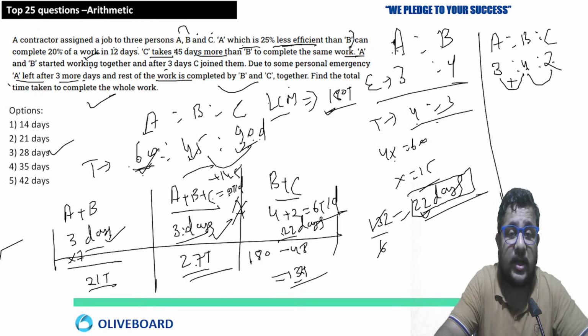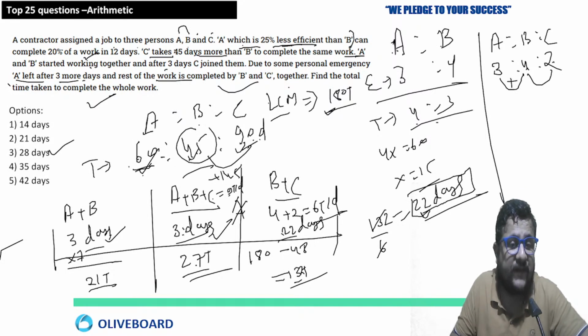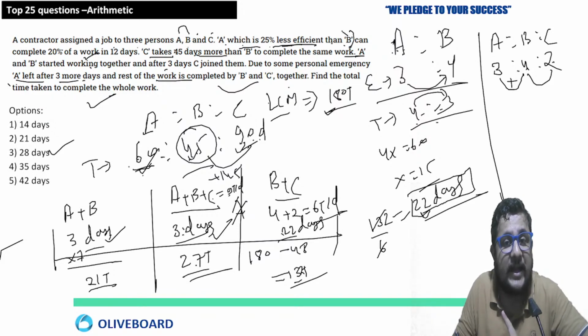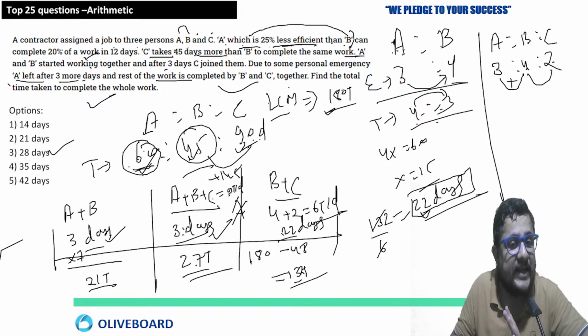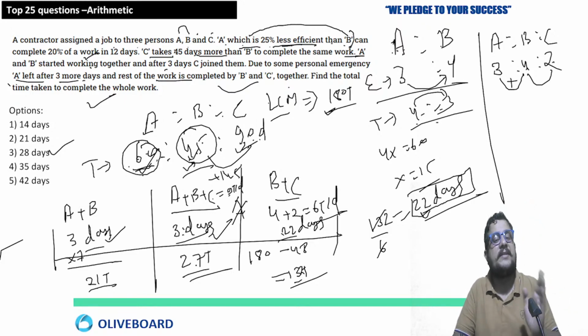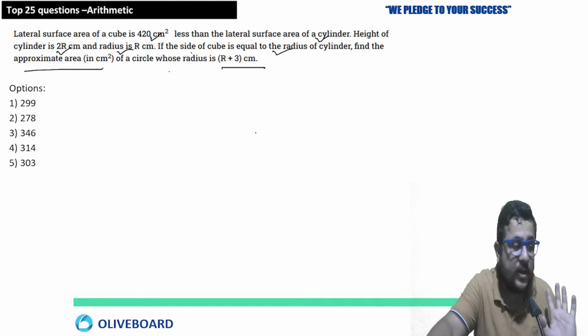Ravi, you're asking how this 45 came. By the time ratio, the time ratio of A and B is 4:3. If A is 25% less efficient than B, then B will take 25% less time than A. A is taking 60 days, so 25% less than 60 means 1/4 of 60, which is 15. Just subtract, so you will get 45. And C is taking 45 days more than B, so 45 plus 45 is 90. Hope your doubt is clear now.